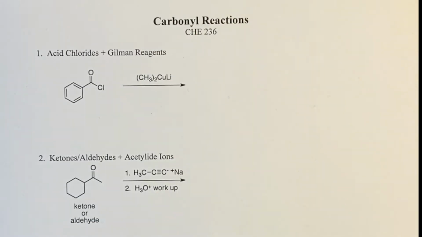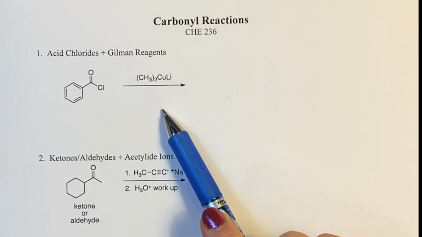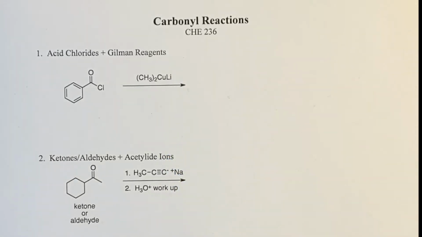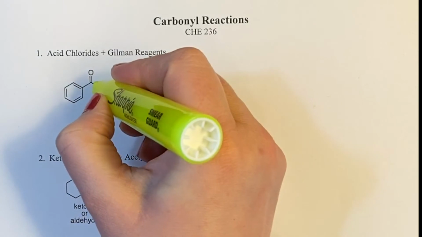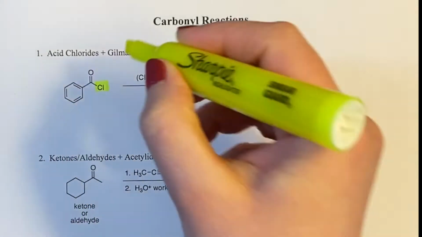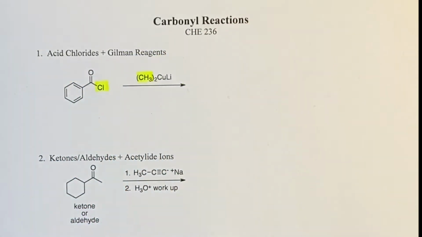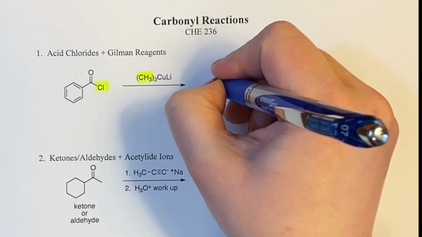So I want to look at some additional reactions of your carbonyl compounds. The first reaction that we're going to look at is the reaction of an acid chloride with a Gilman reagent. In this reaction, we're going to be replacing the chloride of our acid chloride with the alkyl group from our Gilman reagent. So that in this case, the product of our reaction looks like this.